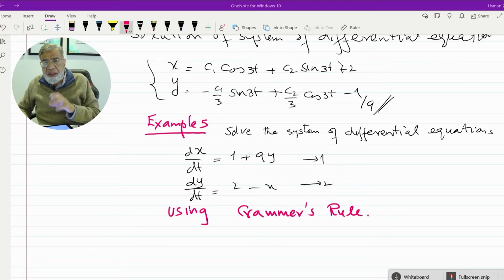Here we do the same thing. Then we use the Cramer rule for finding the equation in x or in y. T is our independent variable. X is a function of t, y is a function of t. So that's the point. We use here the Cramer rule to write.